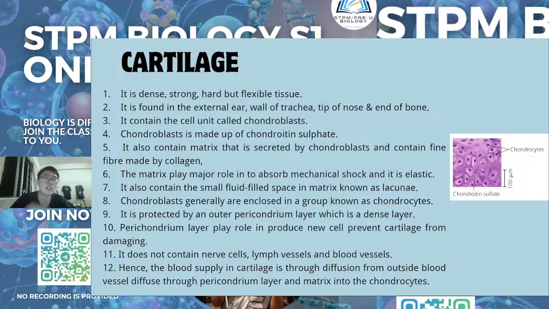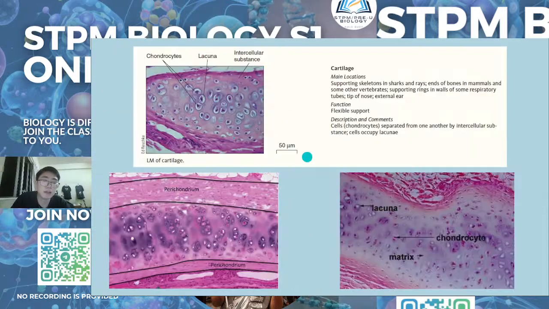punya. So normally it is found at the end of the bone, the external ear, the wall of the trachea. So normally our cartilage is made up of cells we call chondrocyte, or another name is chondroblast. Chondrocyte is same. Okay. And then chondrocyte actually is made up of chondroitin sulfate. So okay, yang ni awak tengok ni.